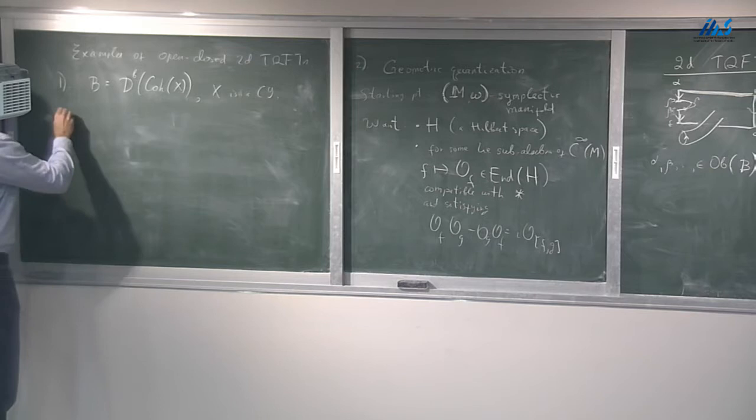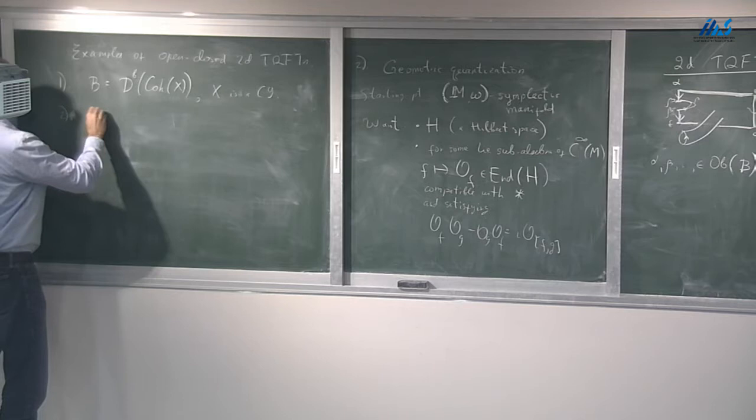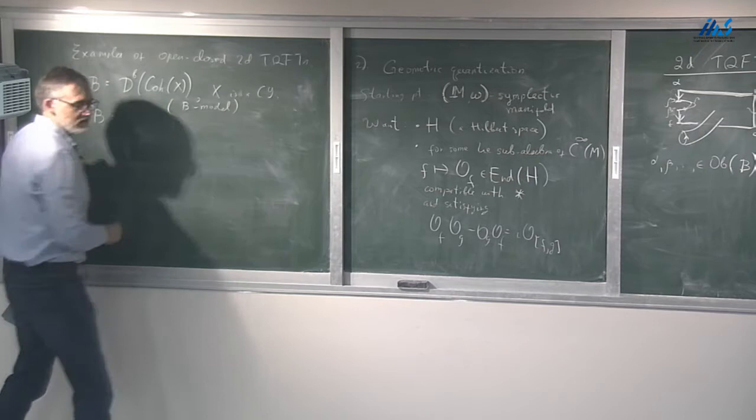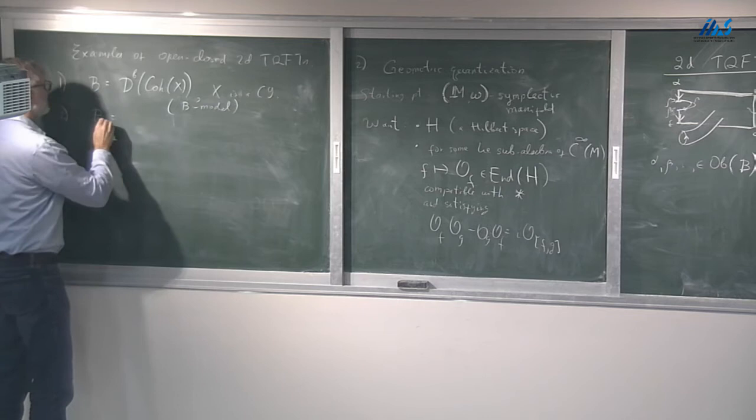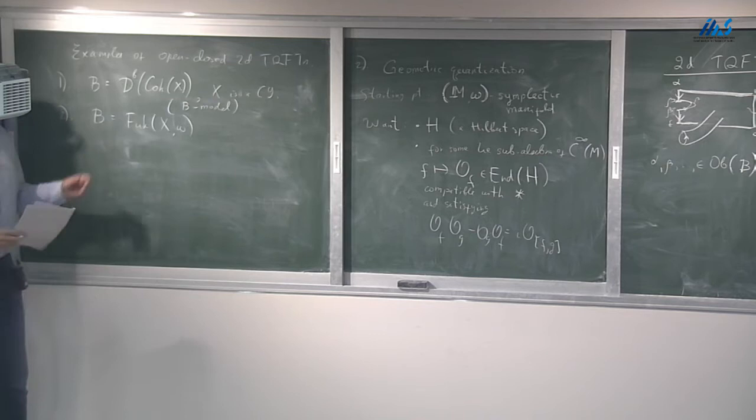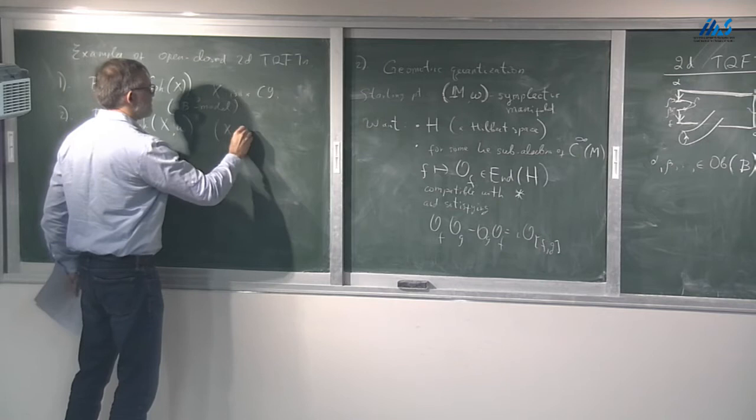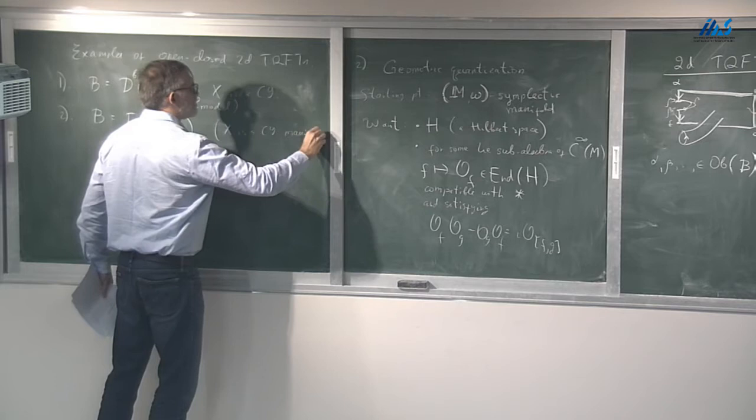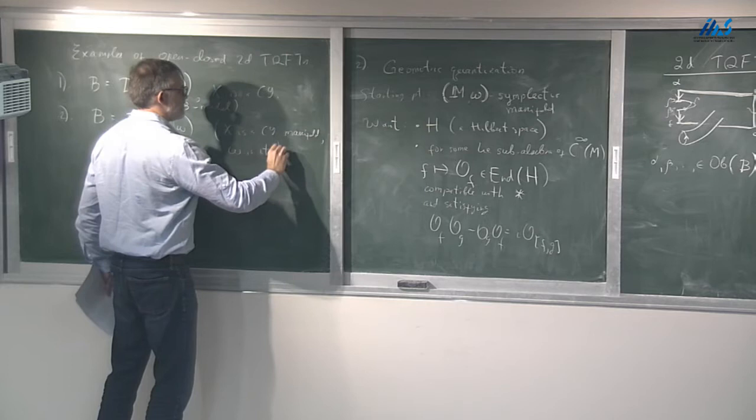One example. Another example would be, so it's usually called the B model. Here B doesn't mean brane, it just means B. Maybe it should be called B, but okay. Another example is you have a Fukaya category of a symplectic manifold. Again, X is a Calabi-Yau now, but now this category really depends only on its symplectic form. So here it only depends on its symplectic form.